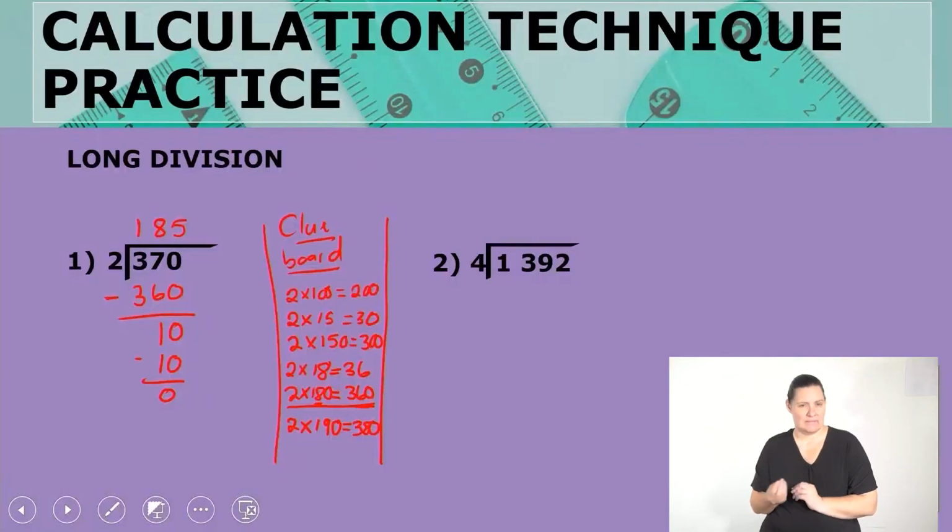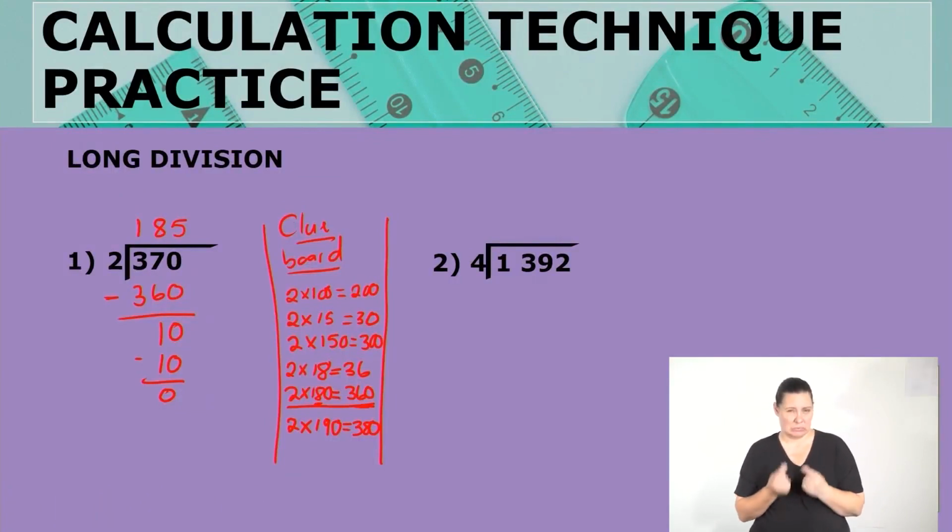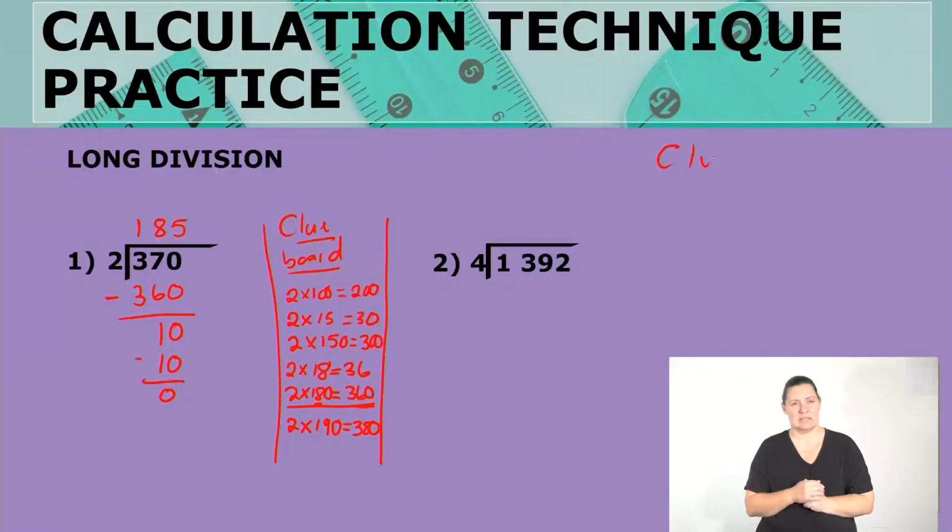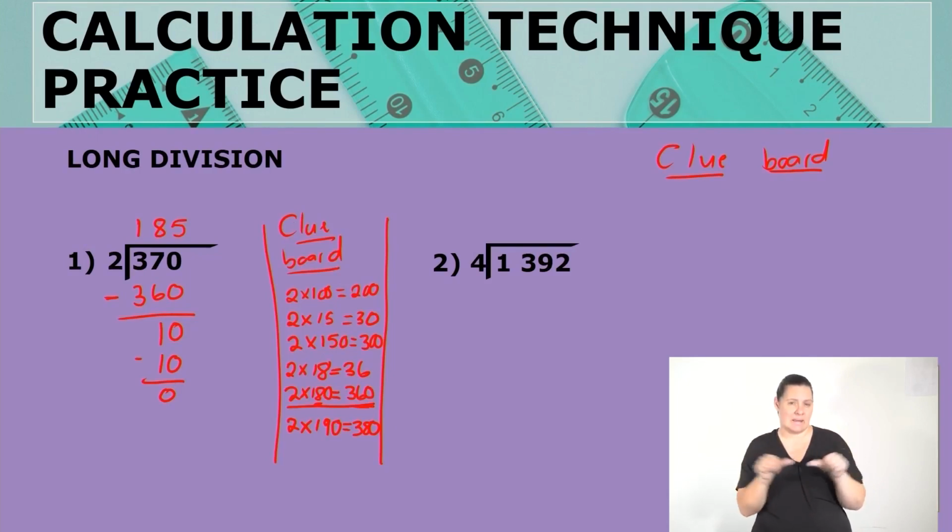So the next one that we have there is 1,392 divided by 4. Do you think you can do that one? Let's do it together. Now let's not forget our clue board. And we are going to look for the multiples of 4. So because we are dealing with a big number, 1,000, we are going to go big.